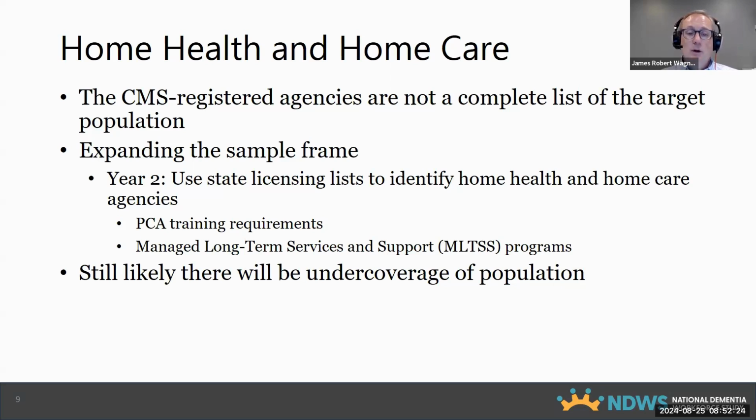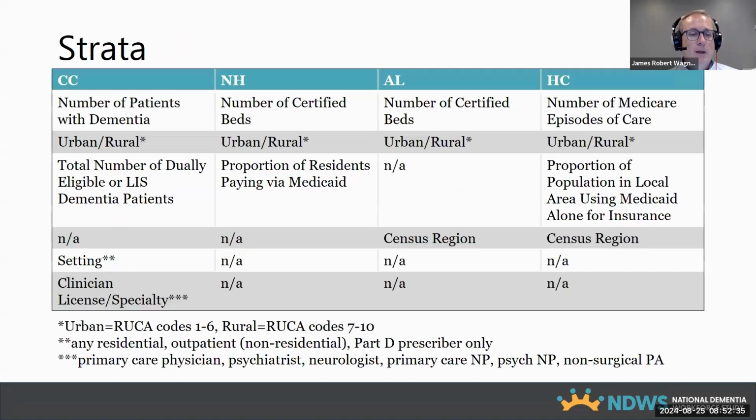And of course, direct care workers who are hired outside of an agency wouldn't be covered by any of these approaches. So it's another area where we might want to consider how can we further improve our coverage.